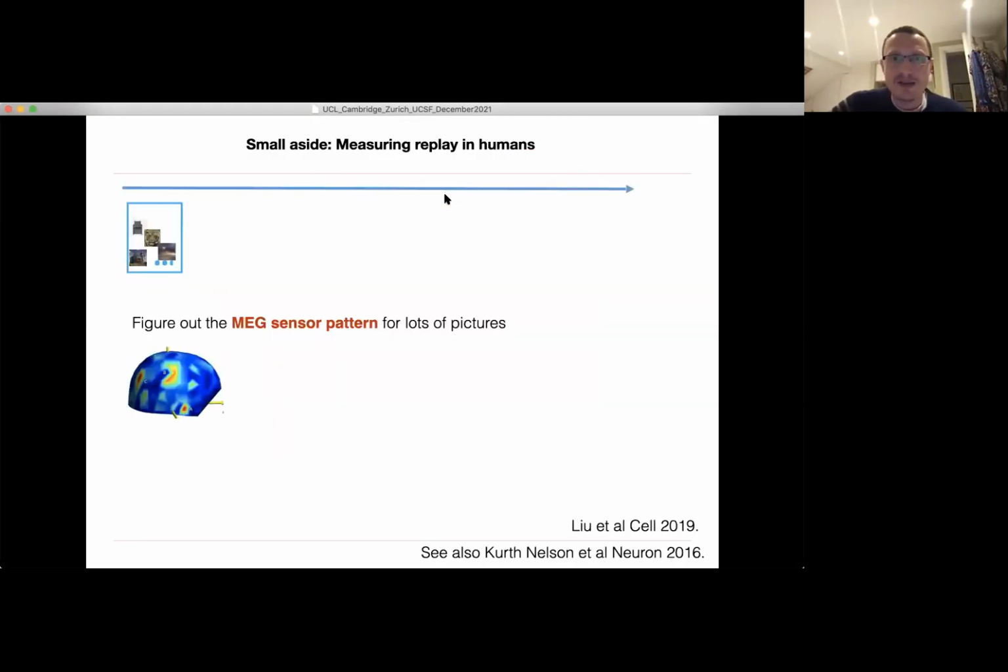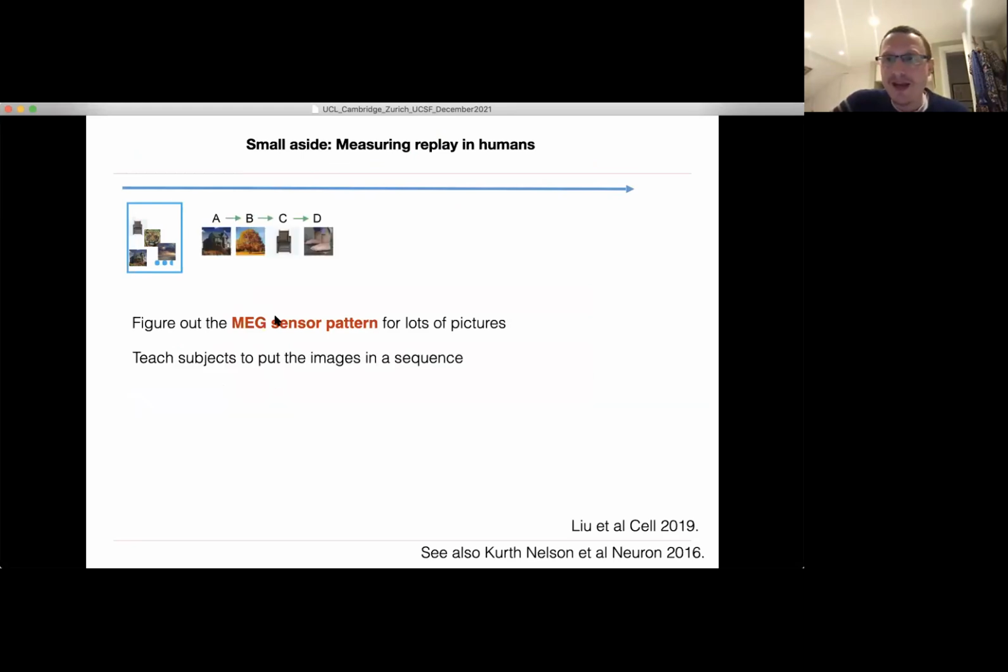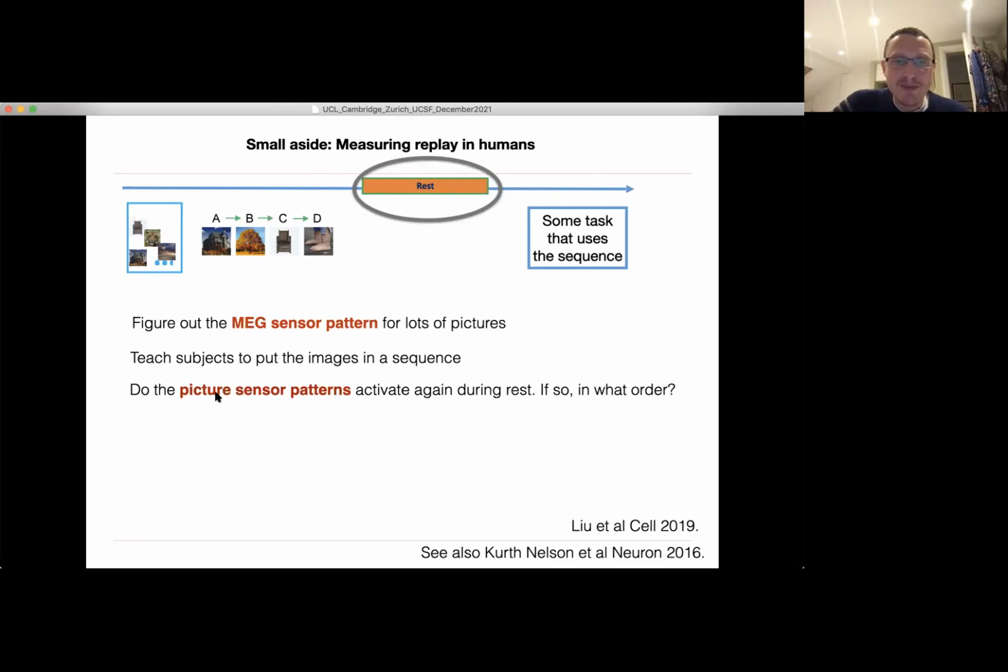Okay, so this is just a quick aside, just to how you go about measuring replay in humans. This is how we do it. We take a bunch of images, we show the subjects a bunch of images in a scanner, and we measure the sensor pattern on the scalp for all of these images. All right, and then we teach them to put these images into a sequence, like this one, A, B, C, D. And then we let them rest, and then we do some task that uses that sequence. And so the critical thing is then, do the picture sensor patterns activate during rest? And if so, in what order do they activate? Well, that's the critical question.